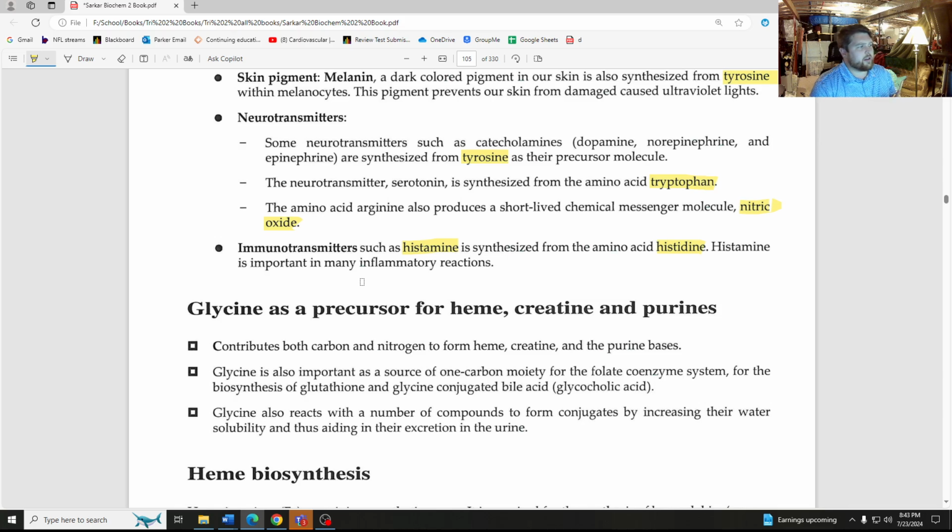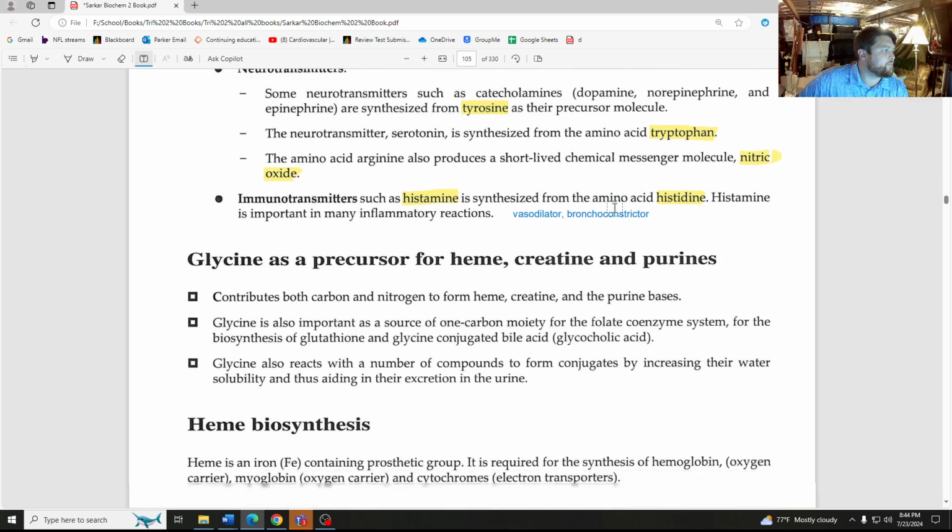It's an inflammatory immunotransmitter, and so it's going to cause vasodilation. Histamine is a little bit weird in the sense that while it dilates the blood vessels, it constricts the airways. So we always remember histidine or histamine as a vasodilator, bronchoconstrictor. That will come back up a lot in the future, so just keep that in mind.